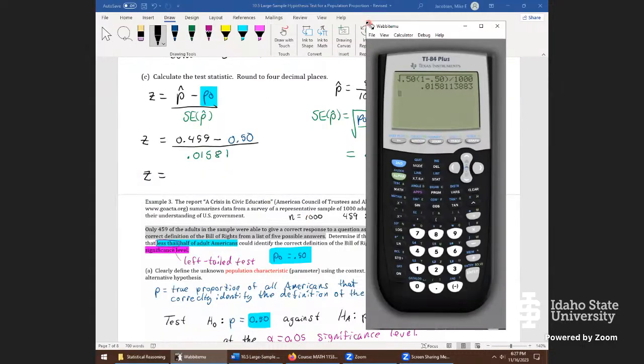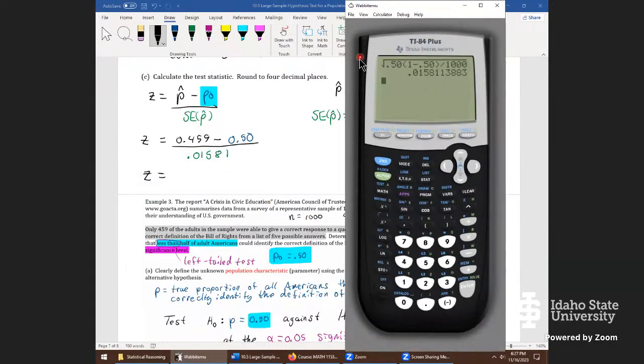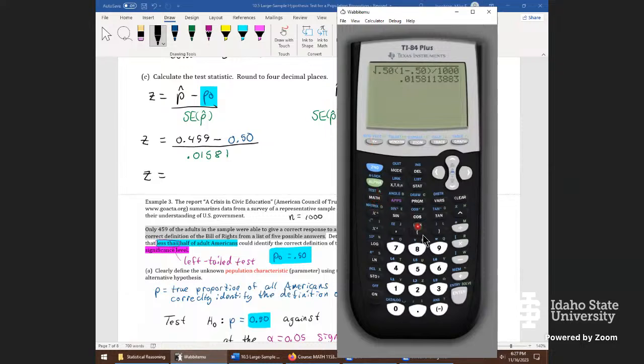Doesn't want to expand over there for some reason. Let's just go like that. So next thing, I'll put parentheses around the numerator to make sure we're following order of operations and capture that whole statement, 0.459. And oh, that's off by a little bit more than I thought.